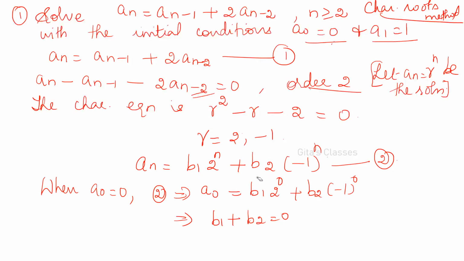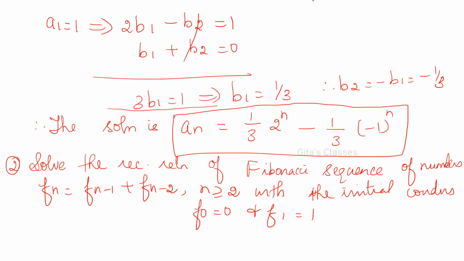So a0 is equal to 0 is given as the initial value. Therefore, wherever you have n in the right hand side you substitute 0, and in the left hand side it is a0. a0 value is 0. So b1 plus b2 is equal to 0. Similarly, a1 is equal to 1. That means you substitute n is equal to 1 on both sides. The left hand side will become a1, that is 1, and on the right hand side you will get 2 into b1 plus minus 1 into b2. Then we already have the equation b1 plus b2 is equal to 0. So solve them and substitute. This is our b1 and this is our b2.